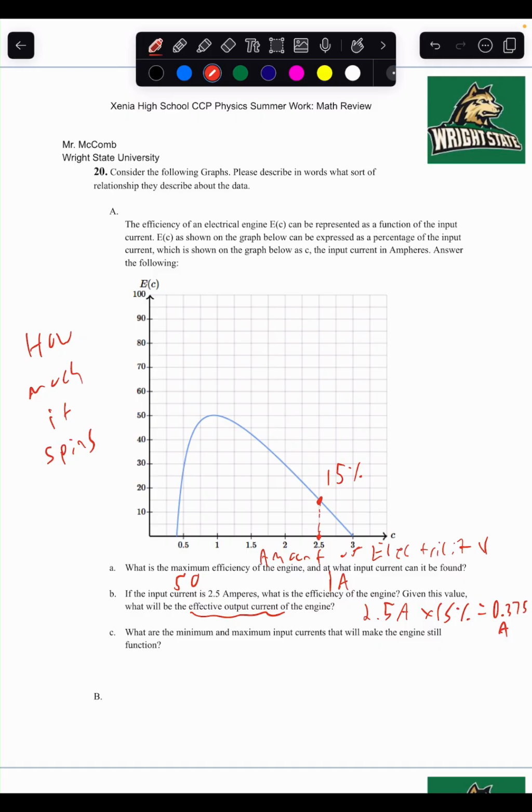And that's in amperes. Okay, and then what are the minimum and maximum input currents that will make the engine still function? Well, the engine obviously doesn't function if the efficiency is negative, right? It stops functioning at 0. So where's my efficiency 0? It's 0 here, and it's 0 here. So that looks like what? Like 0.4 and 3? About 0.4 amps. And that one's pretty plainly 3 amps. And there we go. Not too bad.